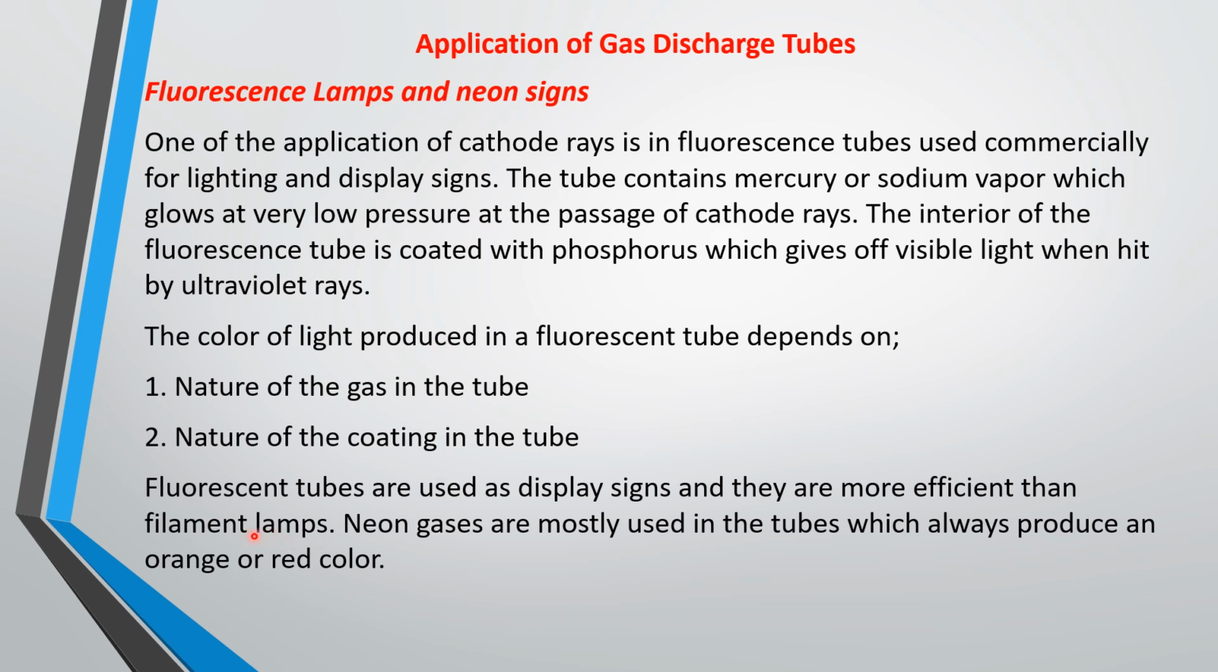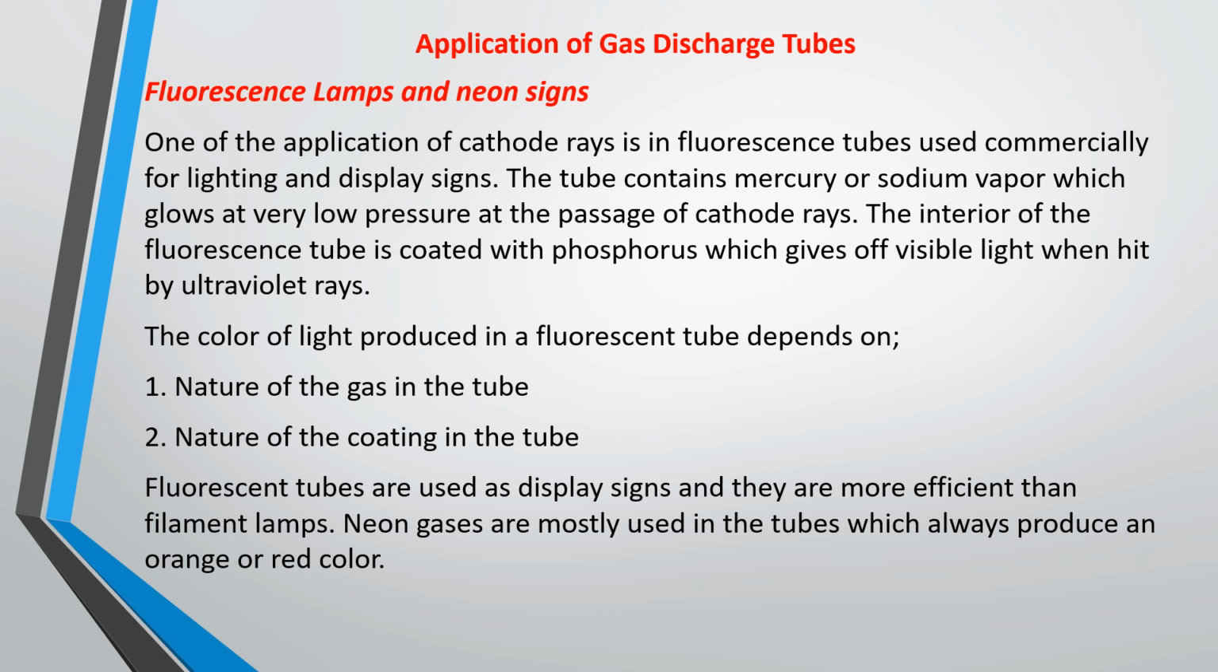As I've said before, fluorescent tubes are used as display signs, and they are more efficient than filament lamps. Neon gases are mostly used in the tubes, which always produce an orange or red color. So these are some of the applications of gas discharge tube and cathode rays.